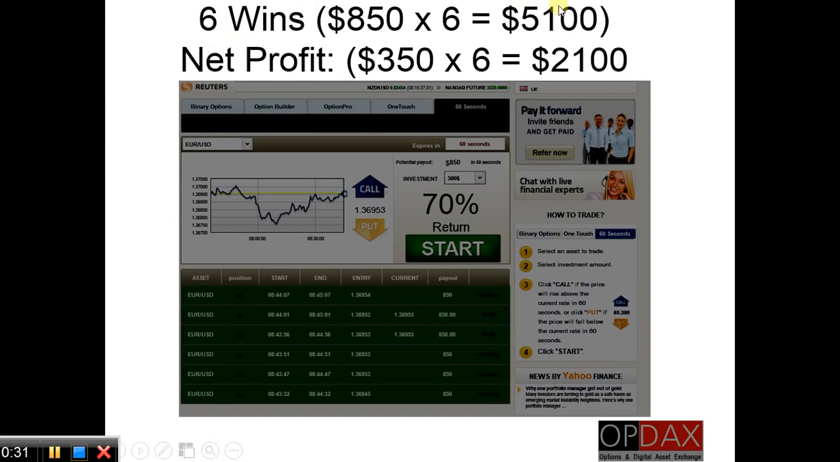Now, you can see here a screenshot of the Trade Rush trading platform where with the 6 trades, $500 each trade is an $850 payback. That's $5,100 payback, but really net profit, you put $500, $850 minus 500 is $350 times 6, you get $2,100.